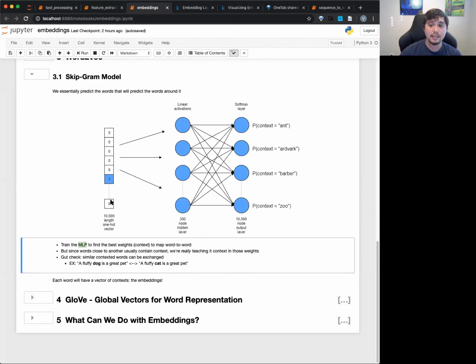So the idea here is that we have these words here, this one hot encoding, and on the side here is the other one hot encoding of the same words. For example, a vocabulary of 10,000 words would be a 10,000 input and a 10,000 output.